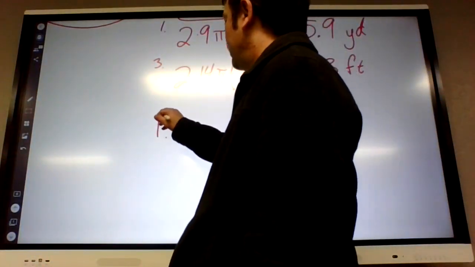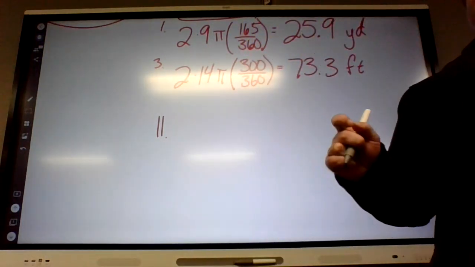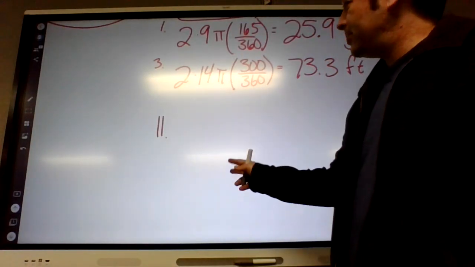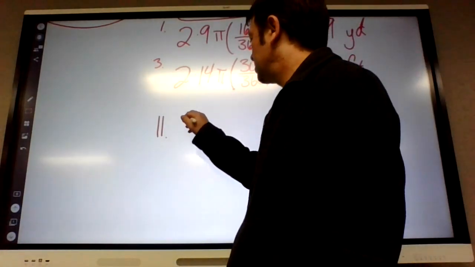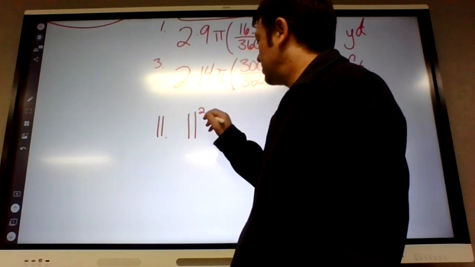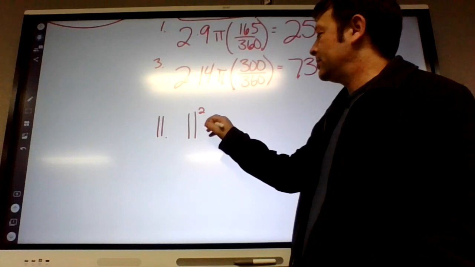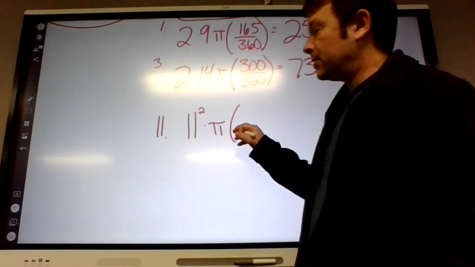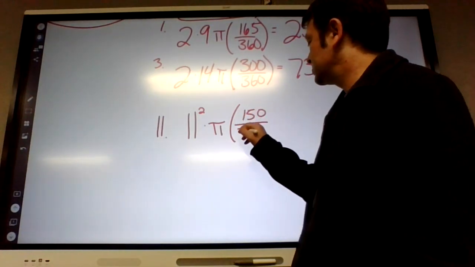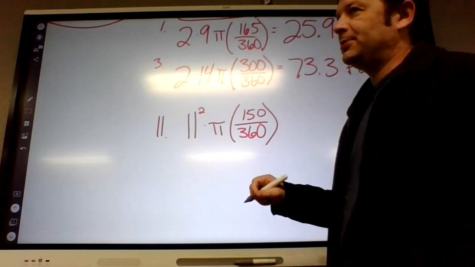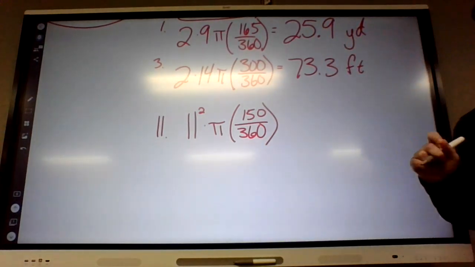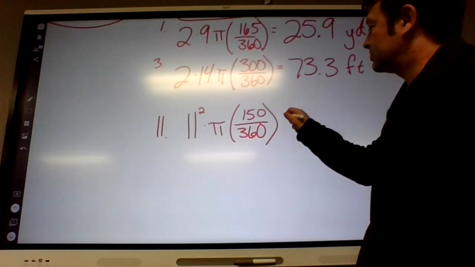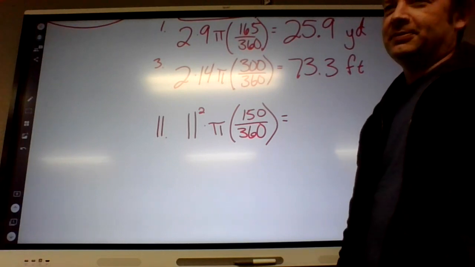Okay, on number 11. So on the back it says find the area of each sector. So we're going to sector area. So what are we going to do on number 11? Okay, so you are going to do pi r squared. So the radius squared times pi times theta over 360, right, 150 over 360. So instead of 2 times radius, it's radius squared. Is the whole back going to be radius squared? Yes. Okay. We should do the front together.